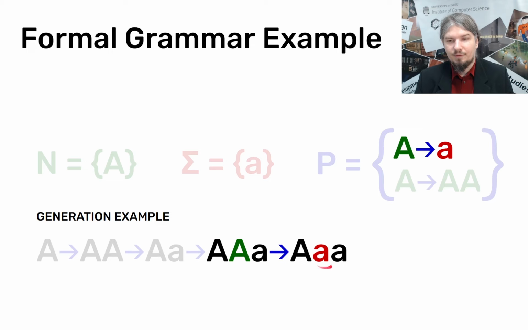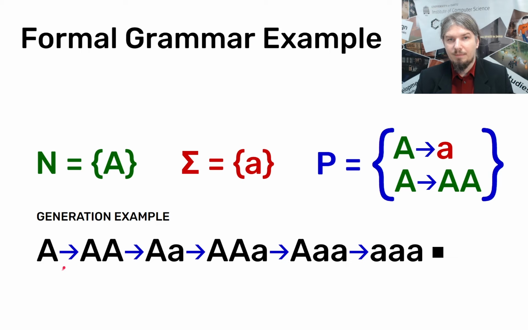Next, we'll use the first rule to transform the second capital A into a lowercase a, and we can use the first rule again on the last capital A that transforms it into another lowercase a. So in this particular example, we started with a capital A and ended up with 3 lowercase a's. Of course, if we would have made different choices when we picked the rules, we would have ended up with a different word at the end.